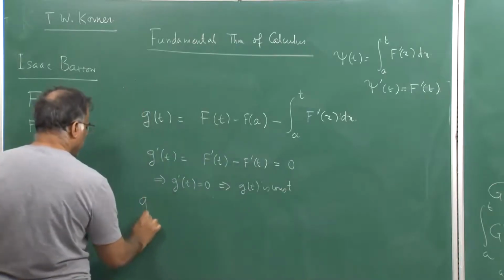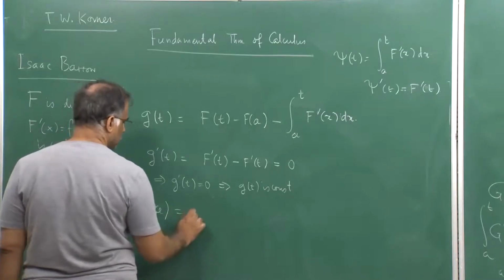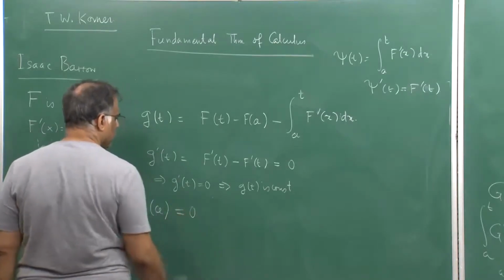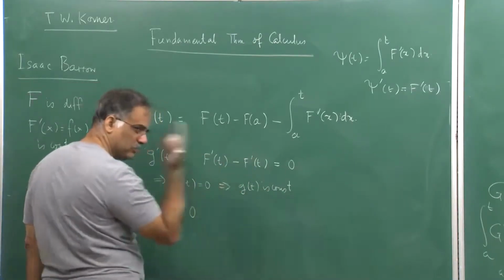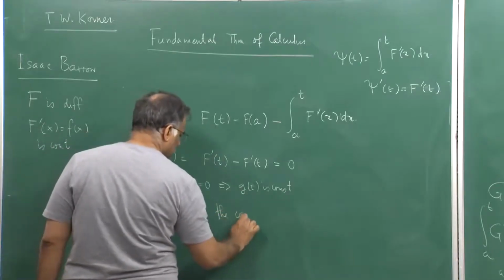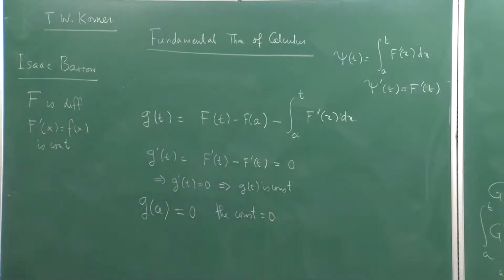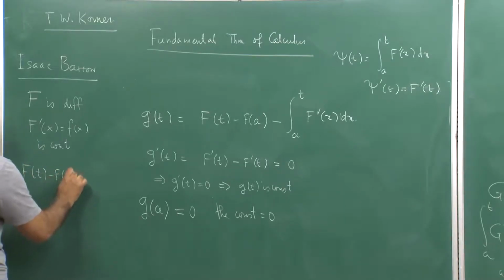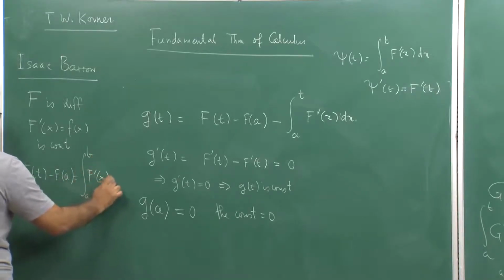Now calculate g of a. That will be what? Will be 0. Because g(t) is constant, then this constant must be 0, right? So the constant is equal to 0. That simply means g(t) is equal to 0, which means that F(b) minus F(a) is equal to integral a to b f dash x dx.